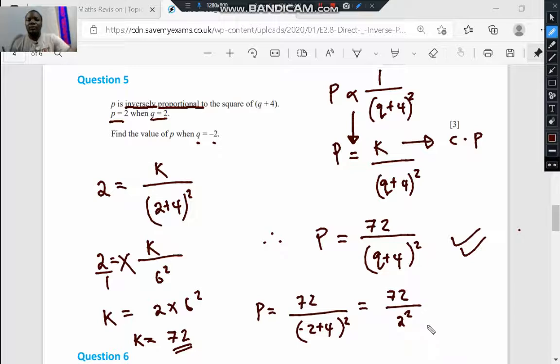So we are having 2 to the power of 2, which now gives us what? 2 to the power of 2 gives us 4. So this implies we've got 72 divided by 4. Then this implies that P would give us 18. So when Q is negative 2, P would be 18. So this is the solution to this.